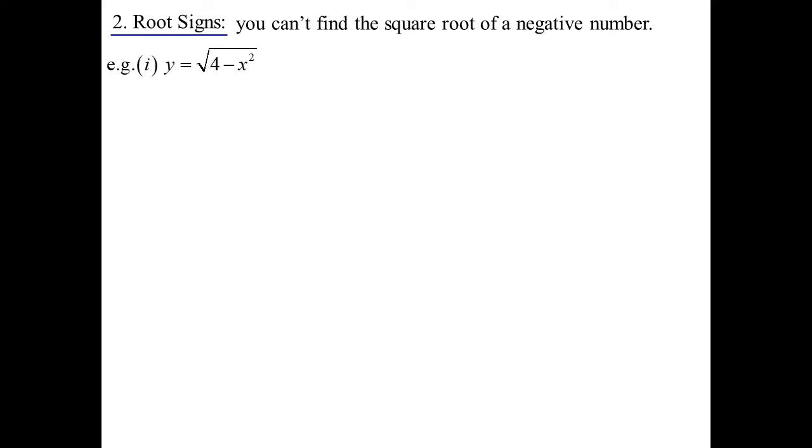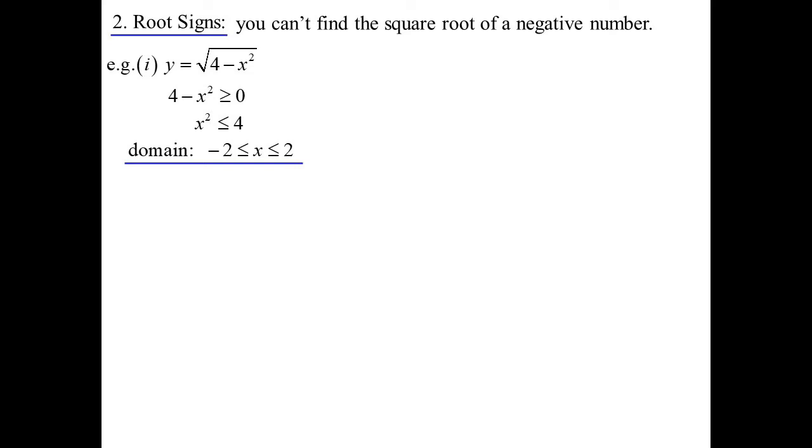Y equals the square root of 4 minus x squared. Let's pretend we don't recognise what that is. I know the square root sign. Well, 4 minus x squared has to be greater than or equal to 0. I just have to solve this inequality, or inequation I should say, more correctly. Solve this inequation to find my domain. X squared is less than or equal to 4. X is in between minus 2 and 2.